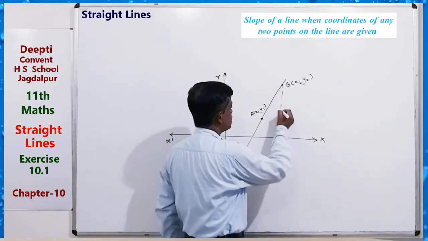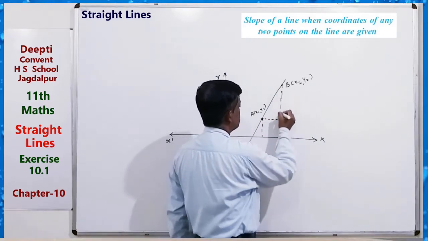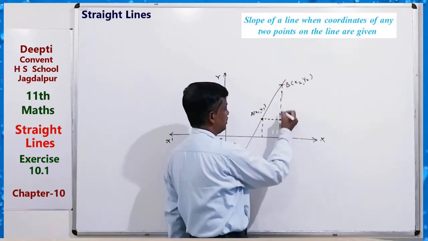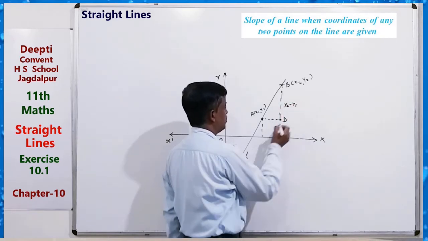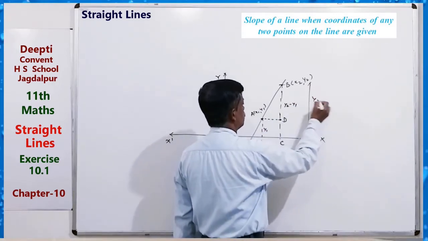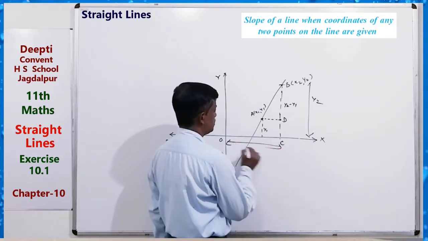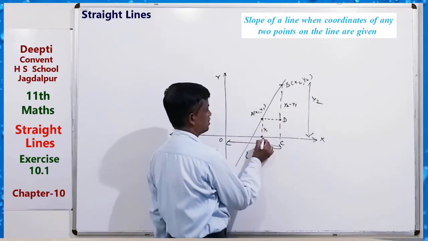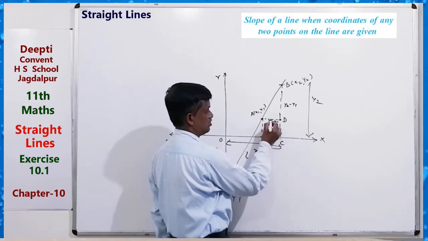Because if we draw this perpendicular, the total value is y2. So this value is y2 minus y1, because this is y1 and this total is y2. And this value is x2 minus x1, because this is x2 and here we start from x1. So this is x2 minus x1.